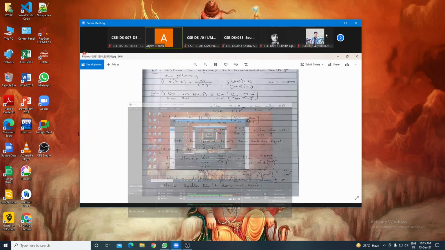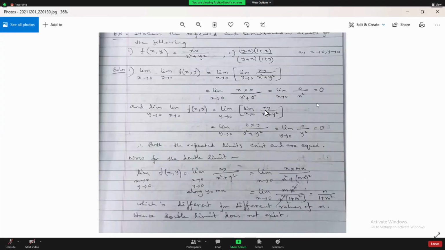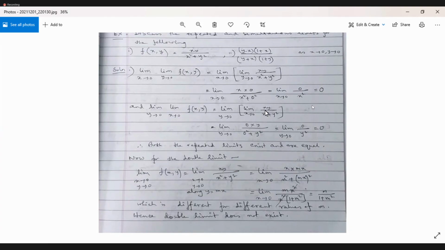Well, its equation is y equal to 0. So we'll put y equal to 0 and we'll make x tending towards 0. If we move along the x-axis, then we'll put y equal to 0. This is the line y equal to 0 here. We are moving towards the origin (0, 0).